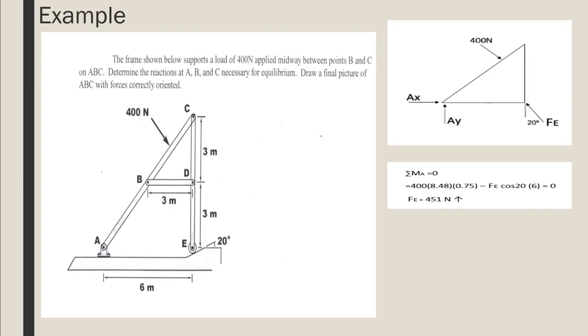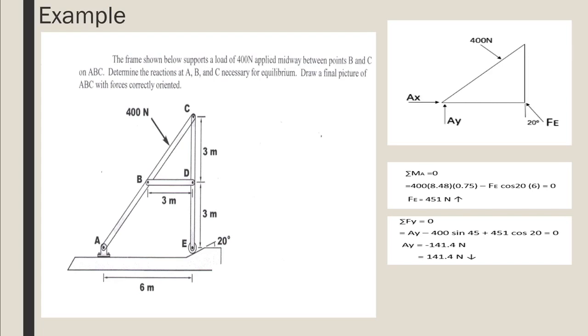we have an angle of 20 degrees. The same way, we can take the summation of forces in the y direction and set them to 0, and we can find the force Ay, and it's negative. Instead of putting a minus, you can just put an arrow moving downward to indicate that it's negative.